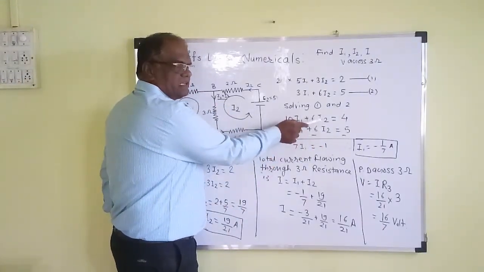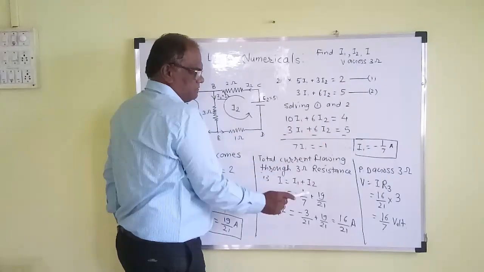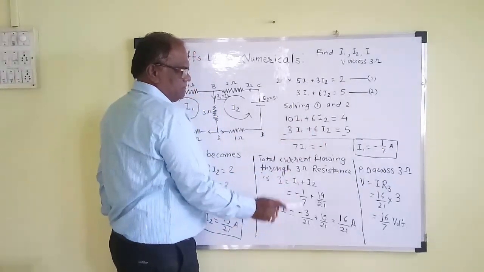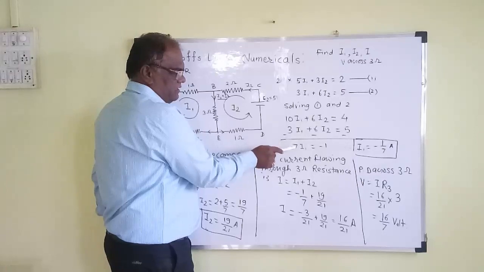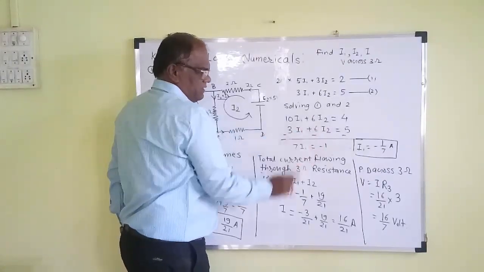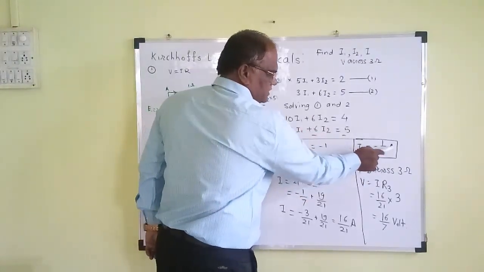Now we are eliminating the term I2. Just subtract. I2 gets cancelled. 10 minus 3, 7I1 is equal to minus 1. Thus I1 is equal to minus 1 by 7 ampere.